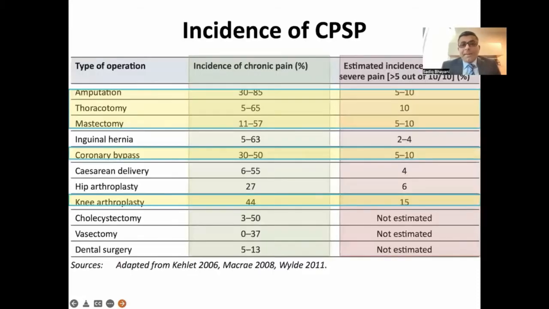Now, incidence. This is a paper from Kellett 2006 and McRae 2008, and then Wild in 2011. If you look at the incidence of chronic post-surgical pain, amputation, thoracotomy, mastectomy have a high incidence, followed by coronary artery bypass graft, and then followed by knee arthroplasty.